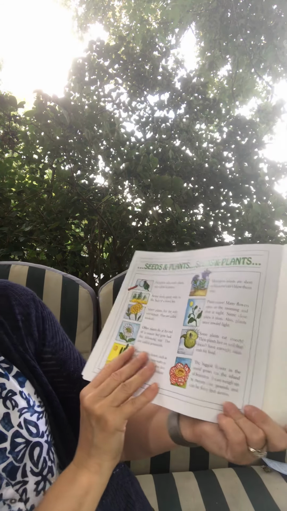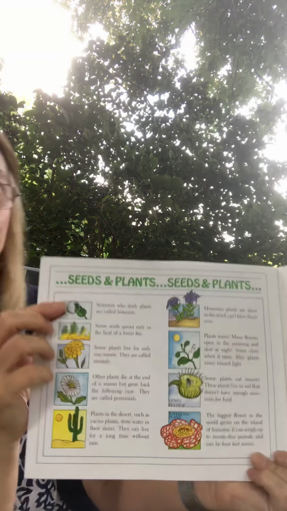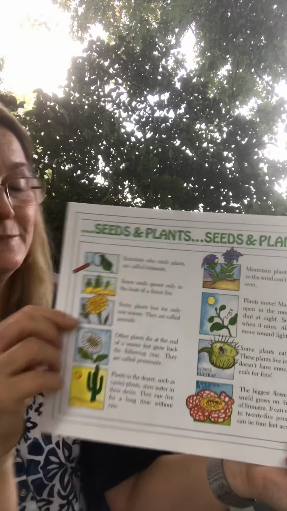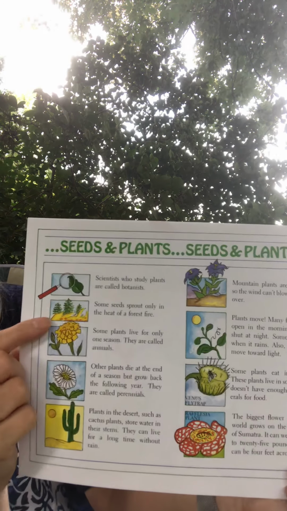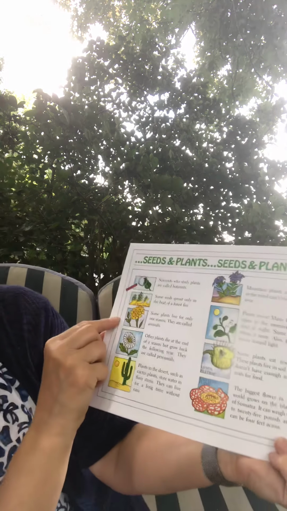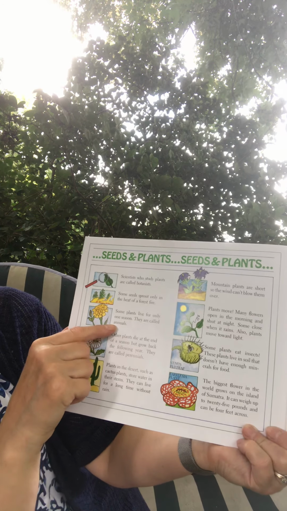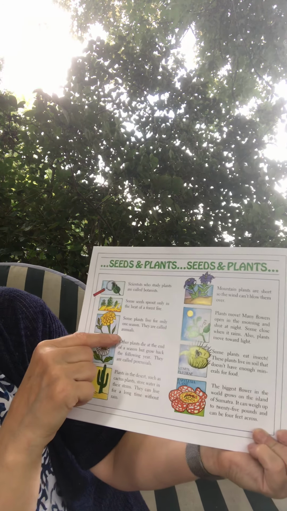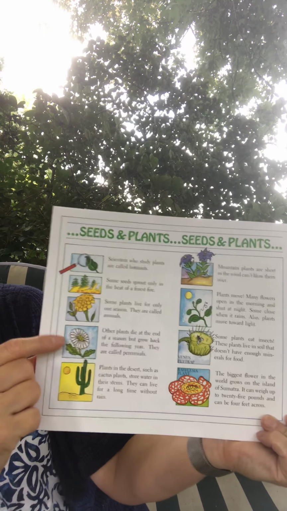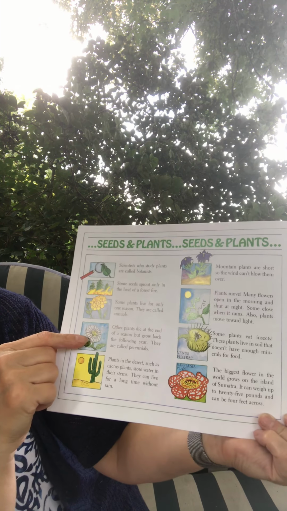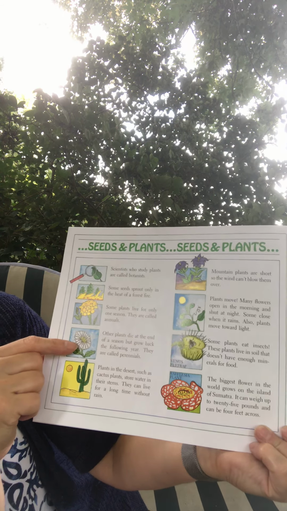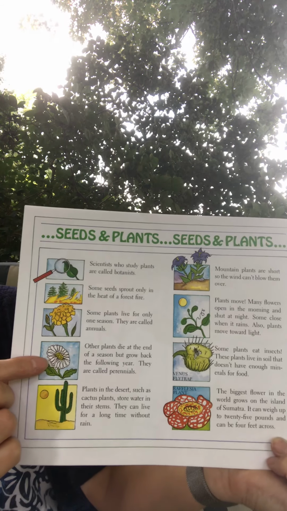Seeds and plants. Scientists who study plants are called botanists. Some seeds sprout only in the heat of a fire. Some plants live only for one season. These are called annuals. Other plants die at the end of the season but grow back the following year. They are called perennials.